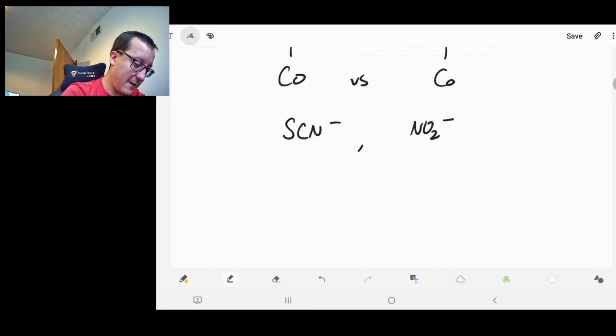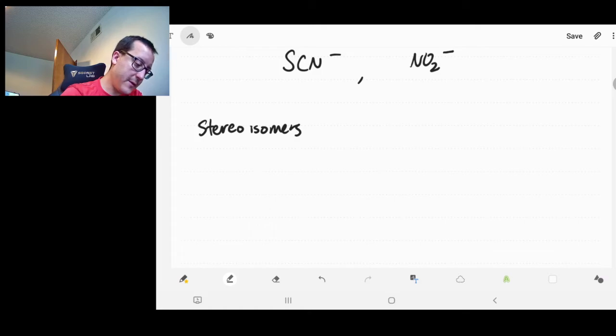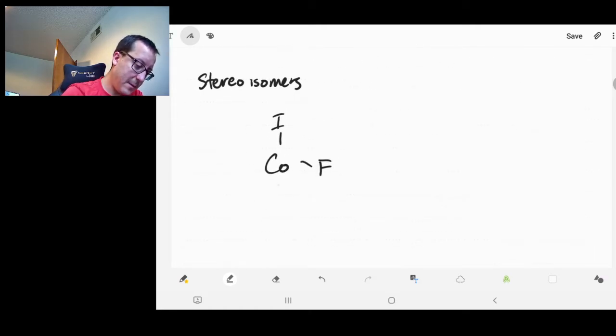All right, however, one that's very important are stereoisomers. An example of a stereoisomer would be something like this, where you need a pair, of course.